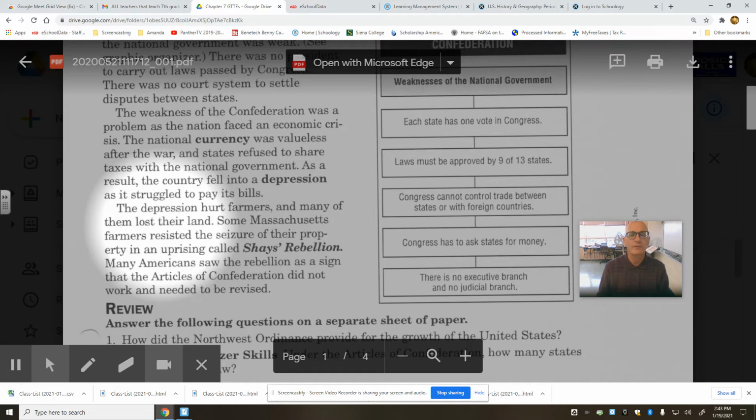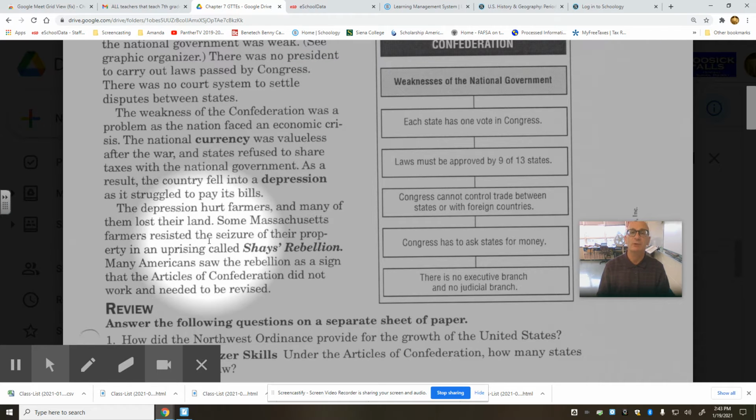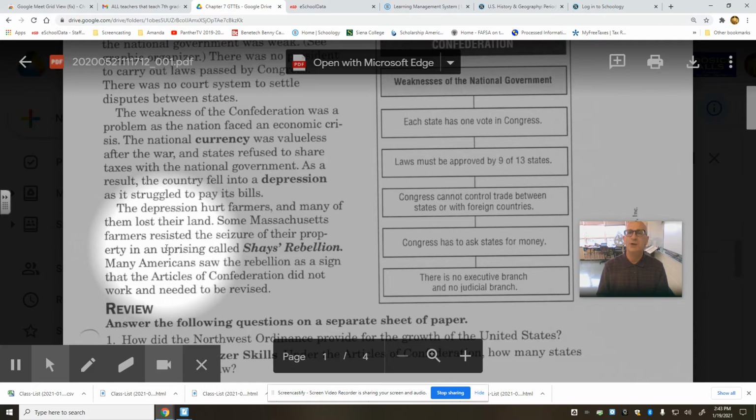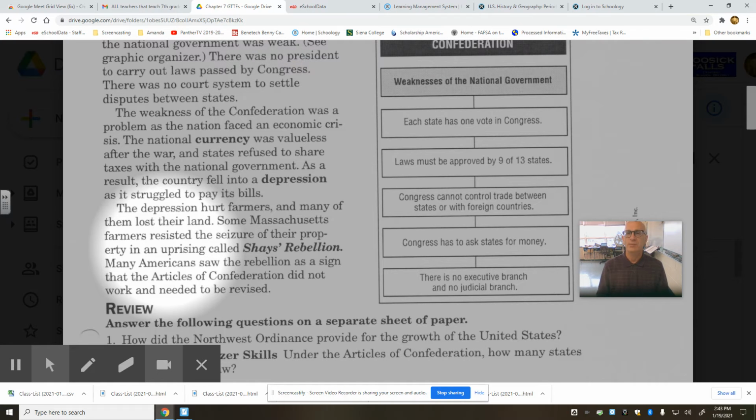Now, this depression hurt farmers, and many of them lost their land. Some Massachusetts farmers resisted the seizure of their property in an uprising called Shays' Rebellion. We will see a short video clip in class on Shays' Rebellion. Many Americans saw the rebellion in Massachusetts, Shays' Rebellion, as a sign that the Articles of Confederation did not work and needed to be revised. And we'll be talking about this revising or tweaking the Articles of Confederation to better serve the new nation, to better serve the fledgling nation of the United States.